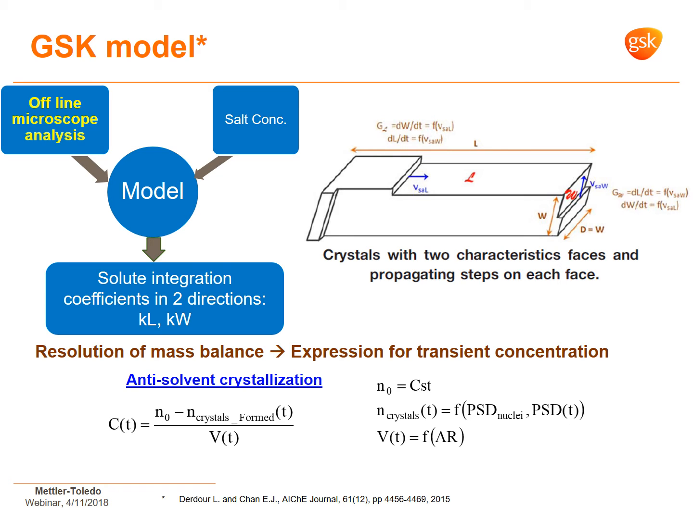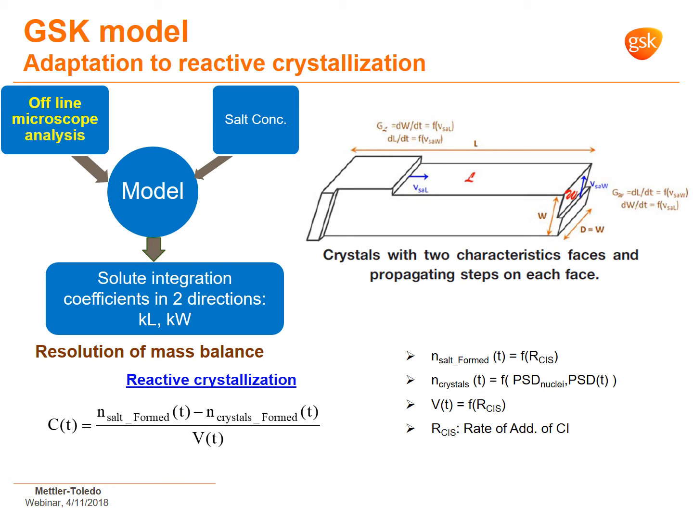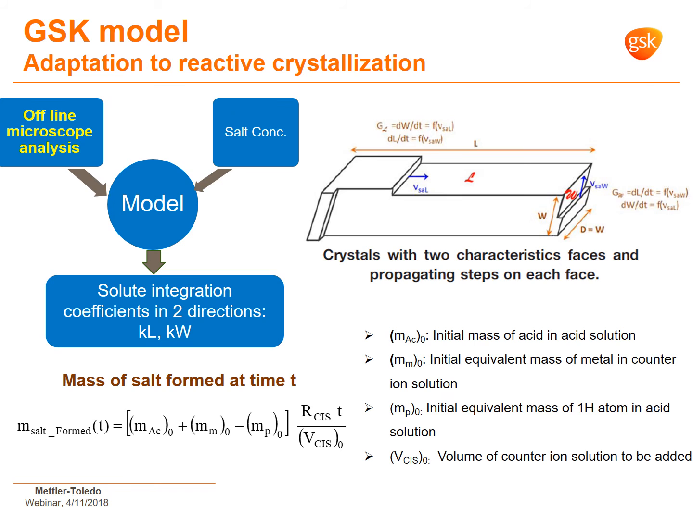When it comes to reactive crystallization, essentially you have at time 0 zero salt molecules, and then they form as you add the counter-ion. So you adapt it to that nuance with the salt, with the reactive crystallization. So essentially the concentration in solution is the number of molecules in solution at time t minus what's already crystallized, which is obvious. And so we use that to determine the mass of the salt formed at time t. As you can see, it's a function of the addition rate of the counter-ion solution and the initial volume.